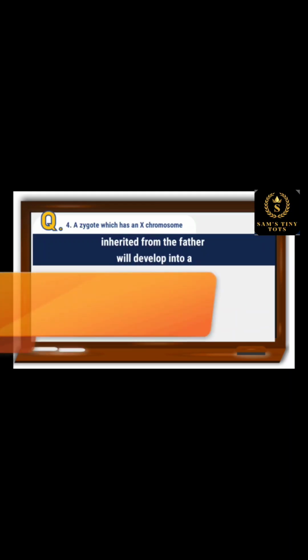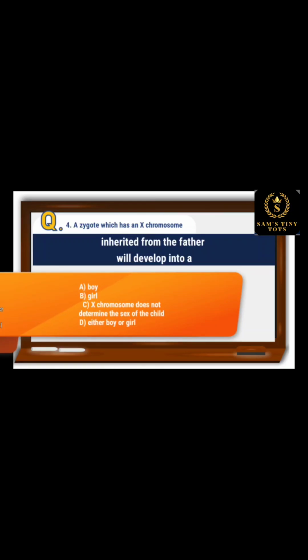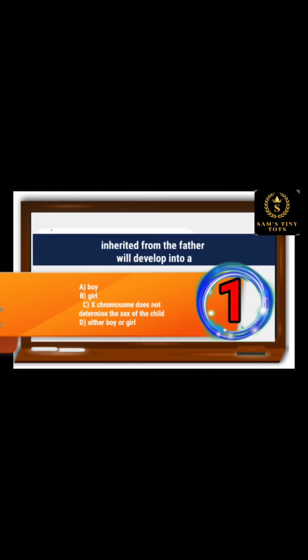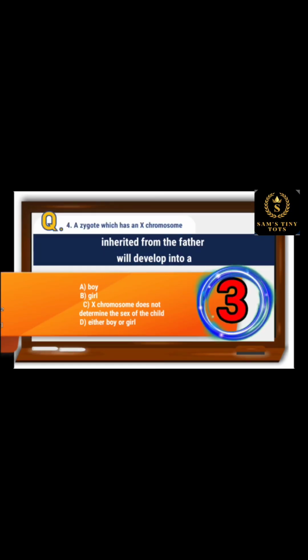4. A zygote which has an X chromosome inherited from the father will develop into a option A boy, option B girl, option C X chromosome does not determine the sex of a child, and option D either boy or girl. And the correct option is option B girl.